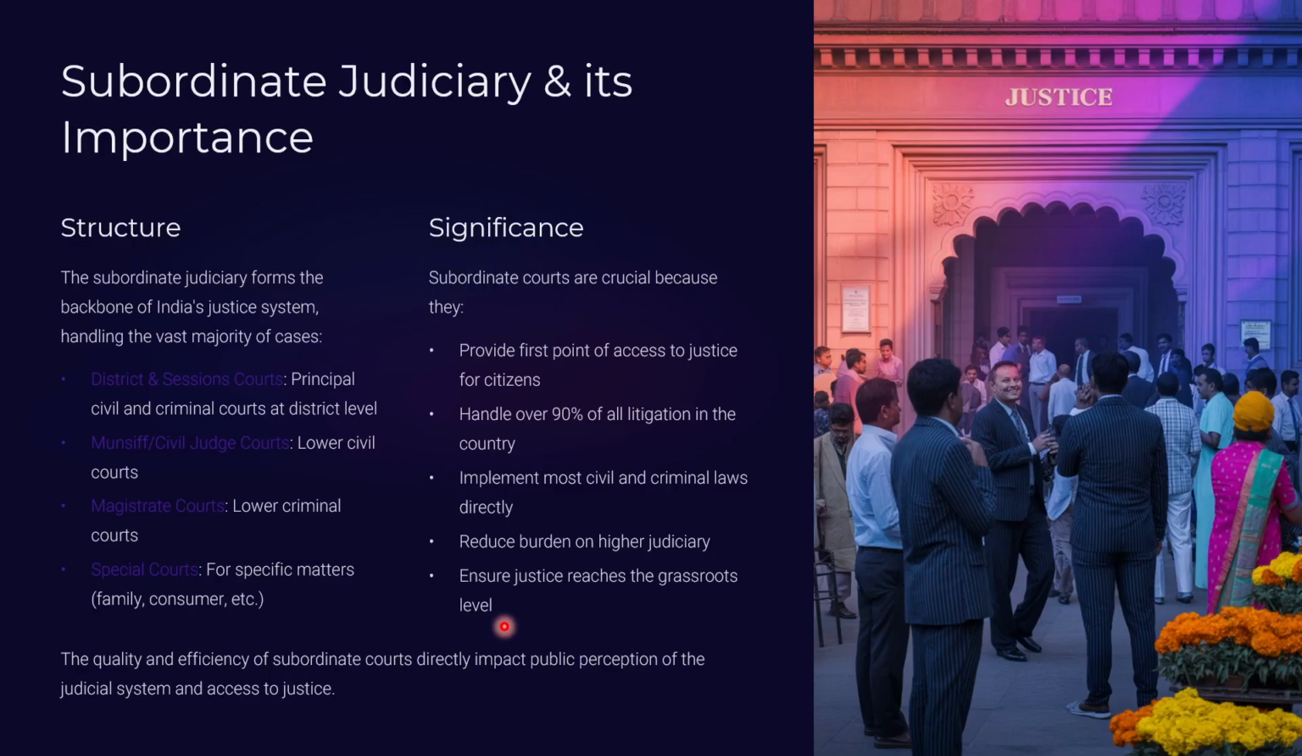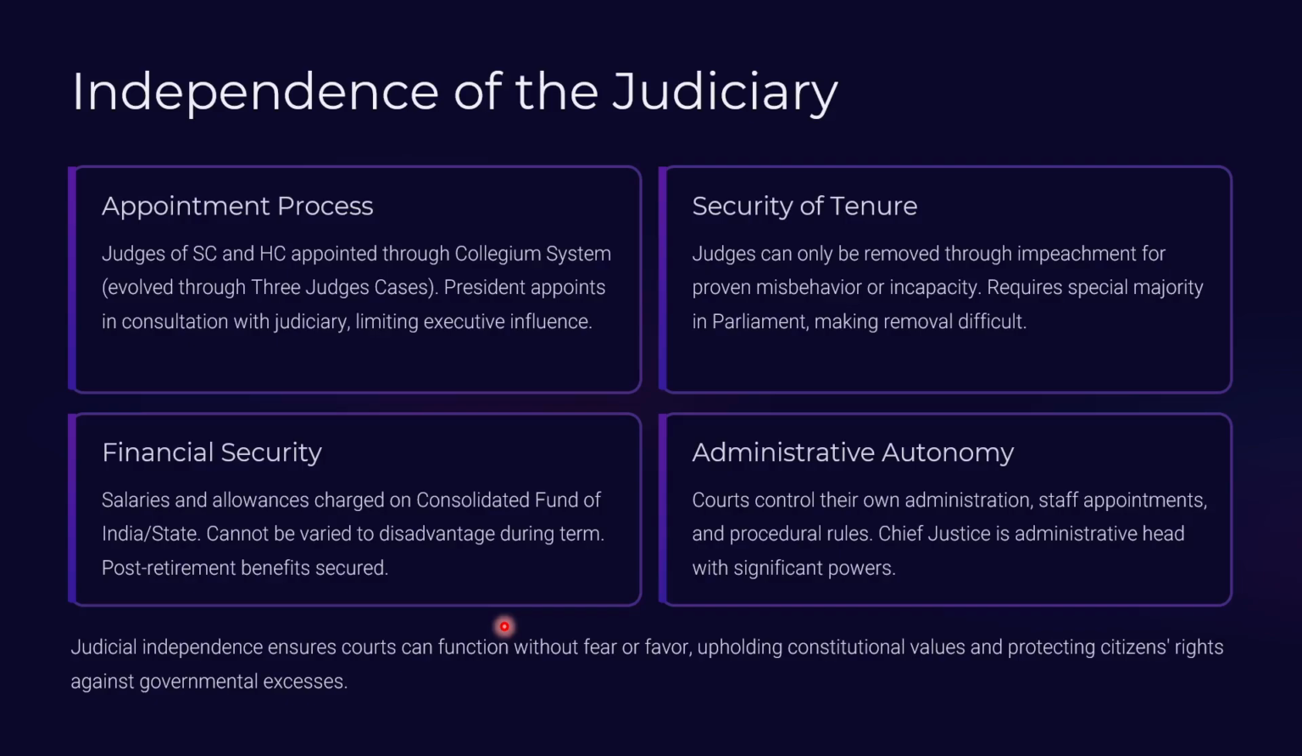So the quality and efficiency of the subordinate courts directly impact the public perception of the judicial system and access to justice. Then independence of the judiciary. In the appointment process, judges of the Supreme Court and High Court are appointed through the collegium system, that evolved through the three judges cases, where the President appoints in consultation with the judiciary. Then limiting executive influence.